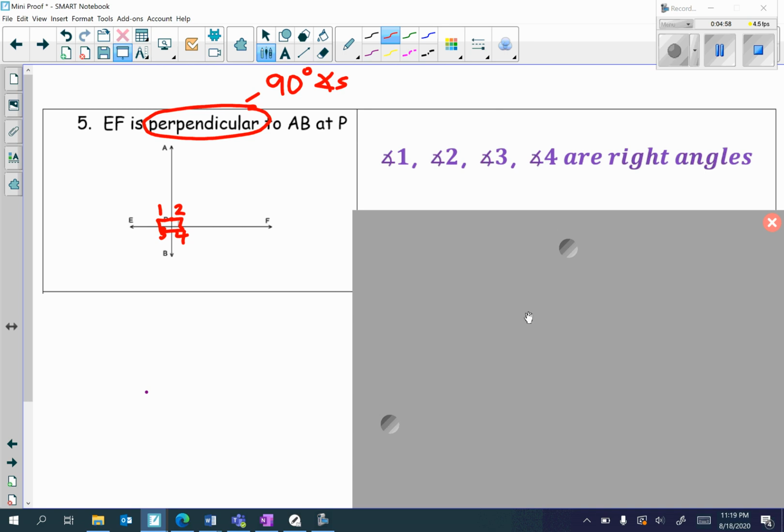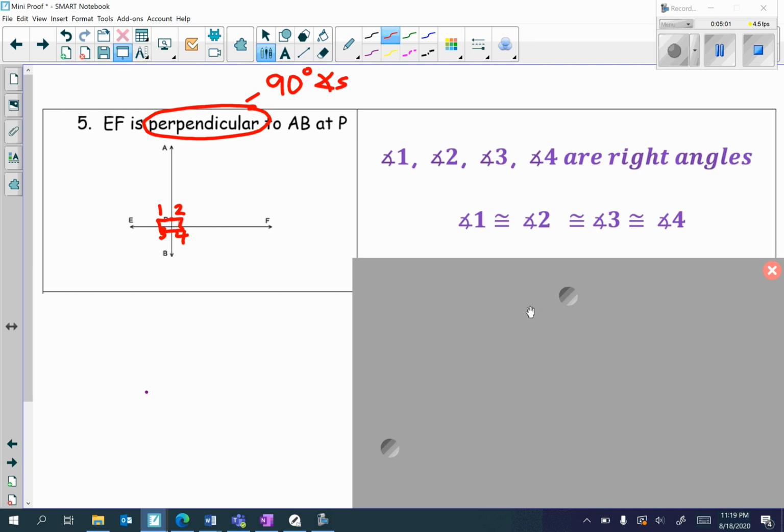And because they're all 90-degree angles, they're all congruent to each other. So angle 1 is congruent to angle 2, which is congruent to angle 3, which is congruent to angle 4. They're all 90-degree angles. So anytime you see the word perpendicular, think of 90-degree angles. But first you need to identify that they're 90 and then say that they're congruent.